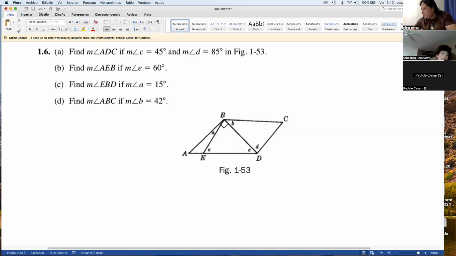75 degrees. How many? 75? 85? I think... No. 75. Okay, because we have a right angle here. So we need to subtract 19 minus 18 and minus 15. Okay, it will be 75.